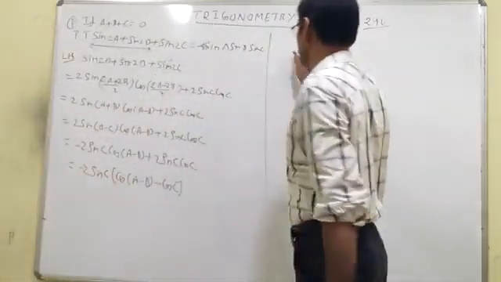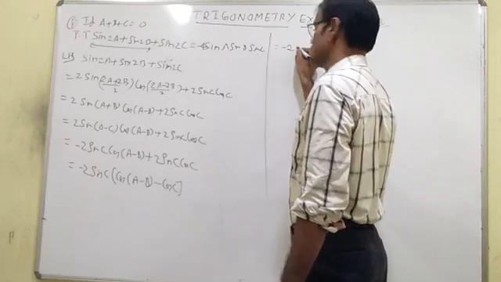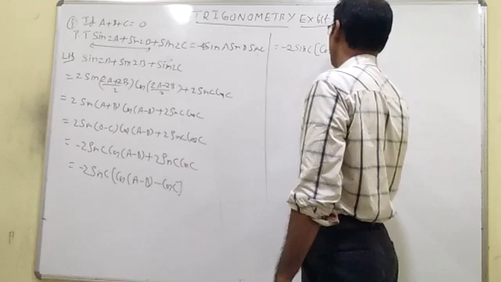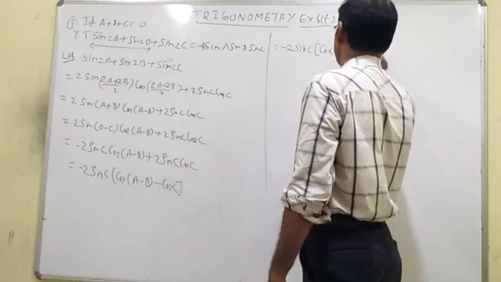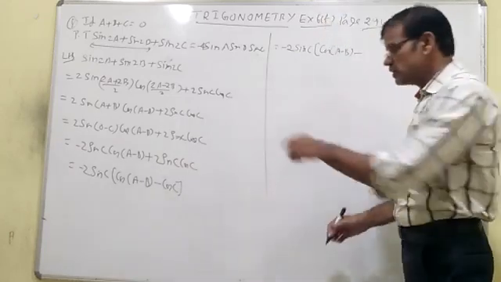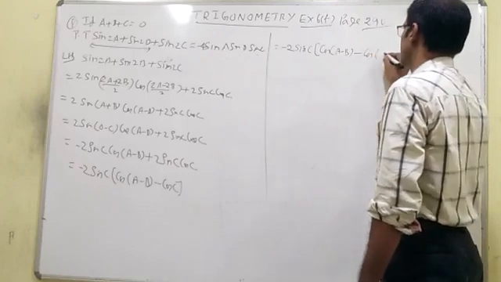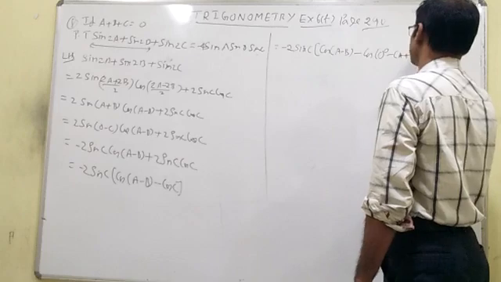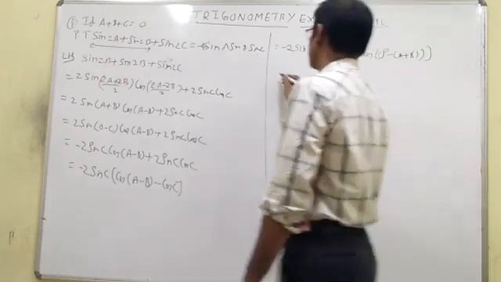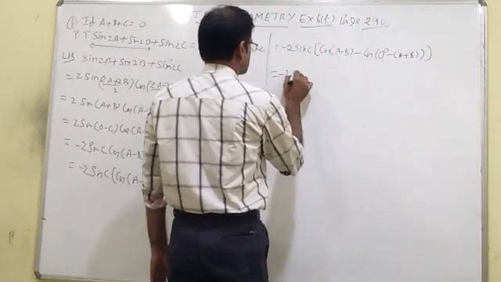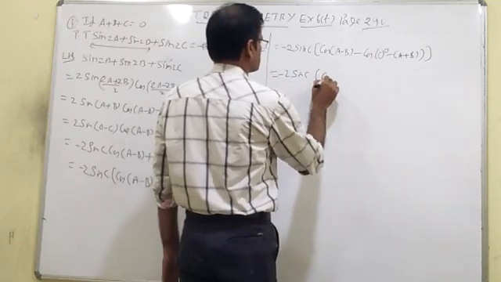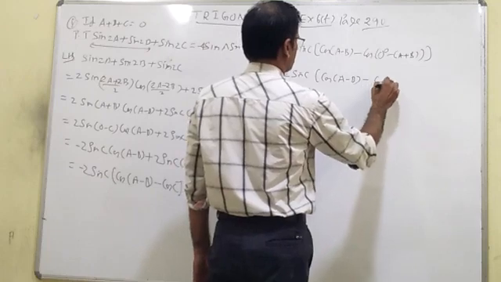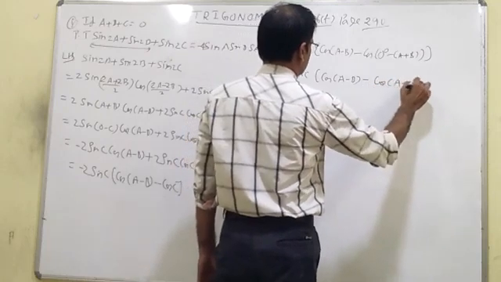Minus cos of a minus b minus cos c. That is equal to minus 2 sin c into cos of a minus b minus, instead of cos c, you can apply 0 degrees minus of a plus b. That is equal to minus 2 sin c into cos of a minus b minus cos of a plus b.